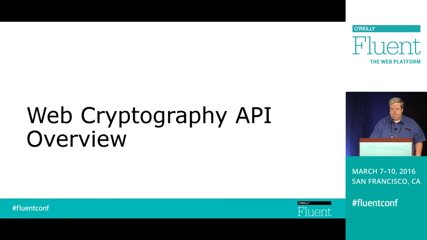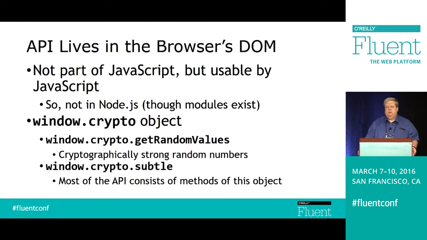Okay, let's talk about the API itself. The API lives in the browser's document object model. It's not part of the JavaScript language. So for example, it's not available in node.js unless you have a third-party module that implements it. It lives in the window.crypto object, and that object has one method called getRandomValues that takes a buffer, a chunk of memory, and fills it in with good cryptographically secure random numbers and returns it to you.